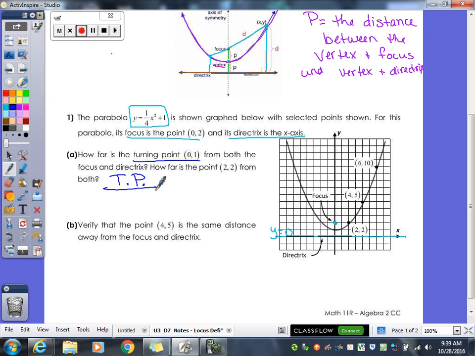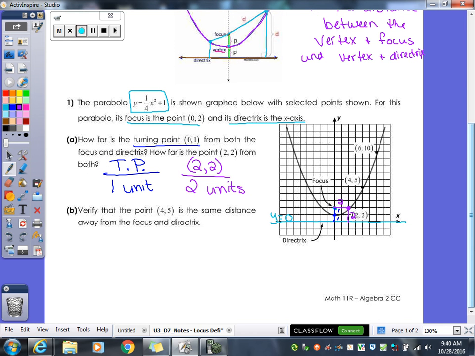This one's easy to count. Here's my turning point. It's 1 unit from the focus. If I go the other way, it's 1 unit from the directrix. So the turning point is 1 unit. They want us to do now the point (2, 2), right here. I can easily count. It's 1, 2 from the focus and 1, 2 from my directrix. So it's 2 units from both. And that's what's going to happen every single time.